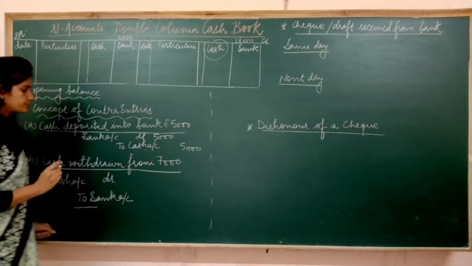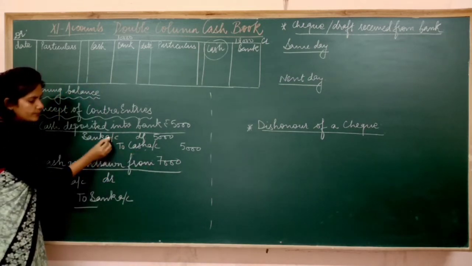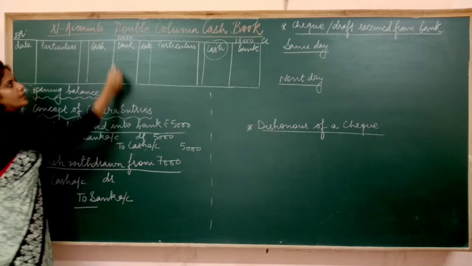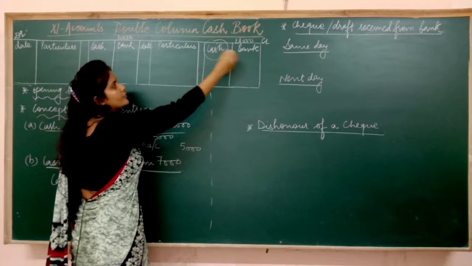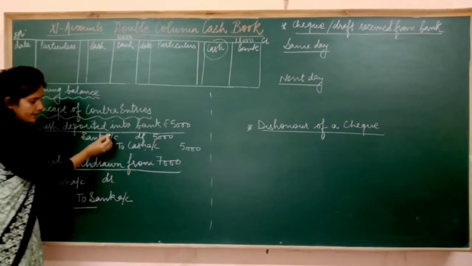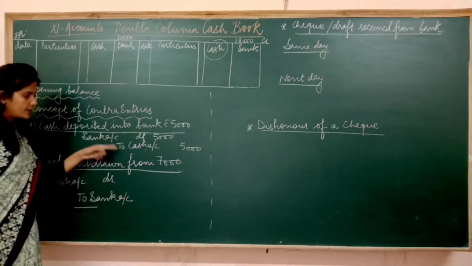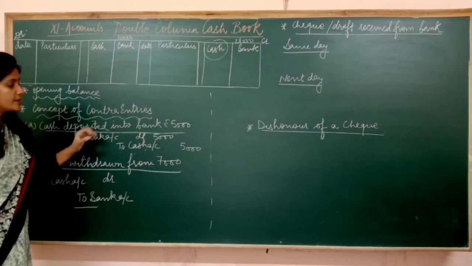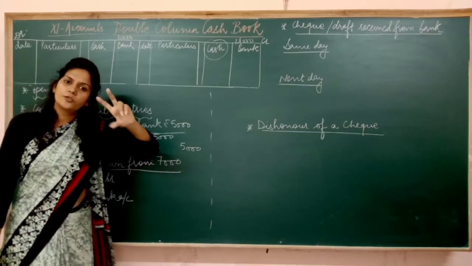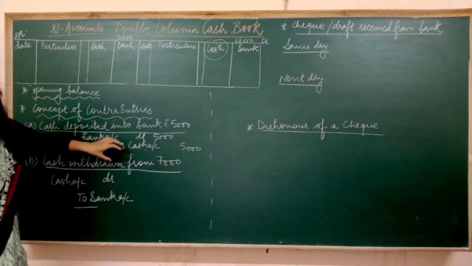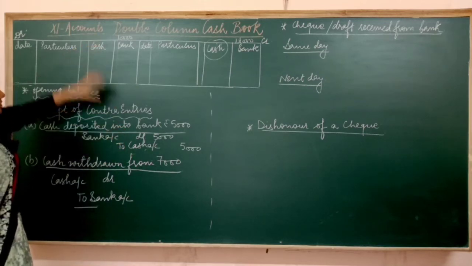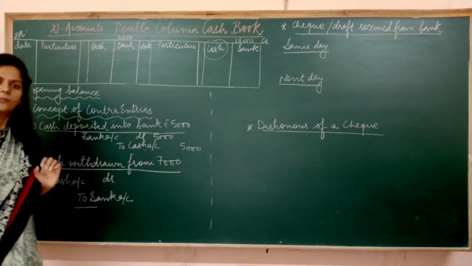Now see, I am making both the columns here. I am making cash column also, bank column also. See, cash is also there, bank is also there, and in this transaction both cash and bank are there. It means that we have to record both the aspects here. It means we have to record the entry from the point of view of cash as well as from the point of view of bank.